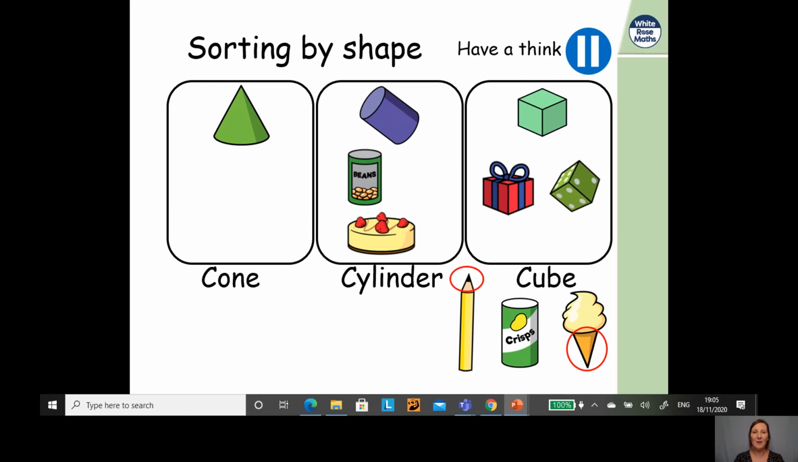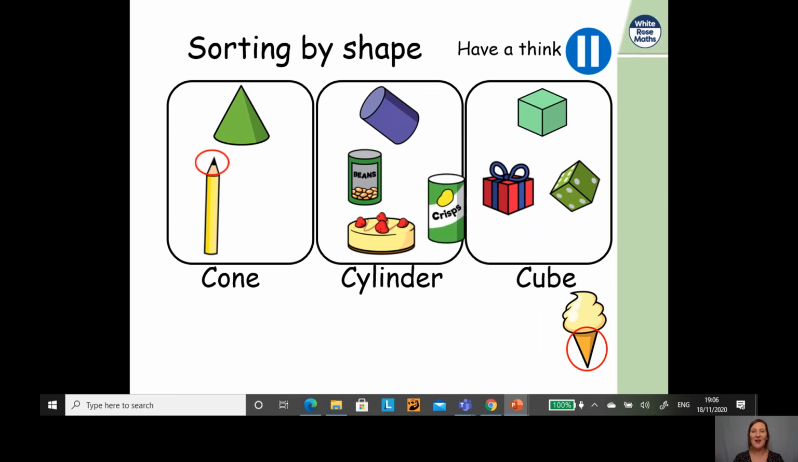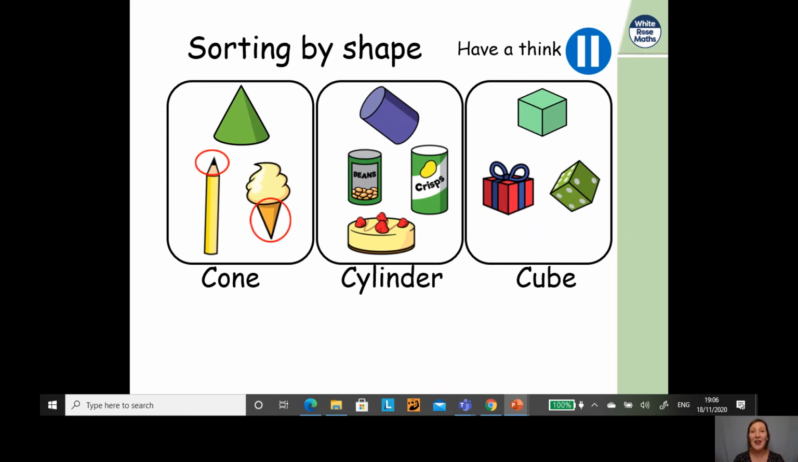Well done. Let's have a look at the tip of a pencil. Where would that go? Cone or cylinder? Yes, go into the cone shape. Well done. And we've got a tube of crisps. Cone or cube? A tube of crisps. That's right, it's a cylinder shape. Fantastic. And our last one, that delicious, I think there might be a clue in the name, ice cream cone. It would go in the cone shape. Well done. You did some great sorting there, year one.